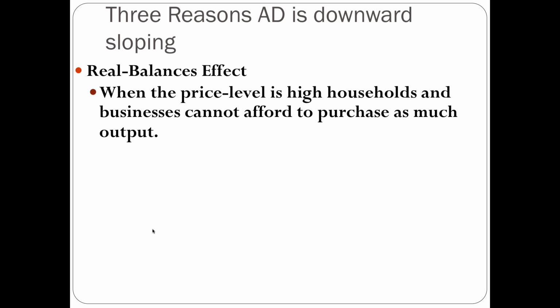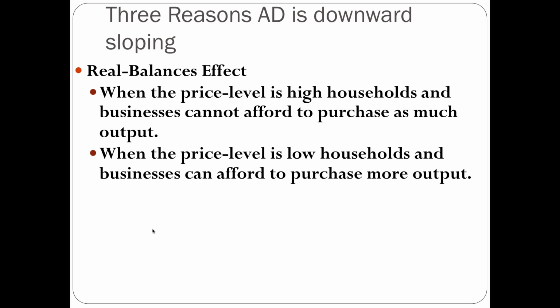Now I want to talk about the three reasons that aggregate demand is downward sloping. The first one is the real balances effect. So when the price level is high, households and businesses cannot afford to purchase as much output. So you're going to have lower real GDP. When the price level is low, households and businesses can afford to purchase more output. So you're going to have higher real GDP.